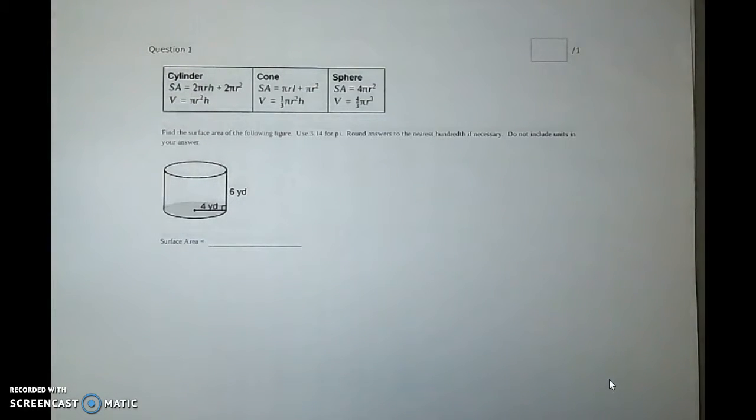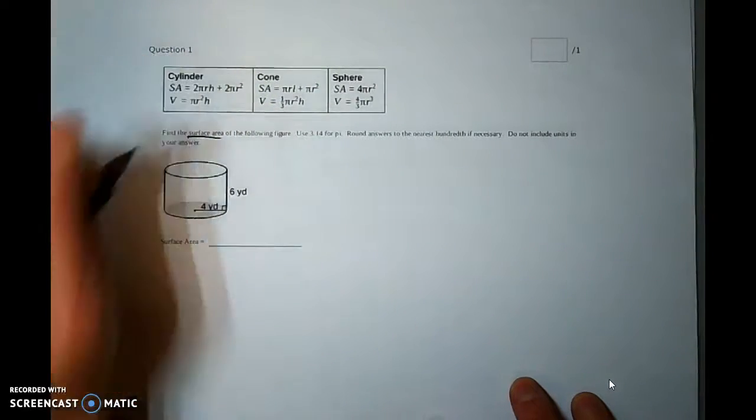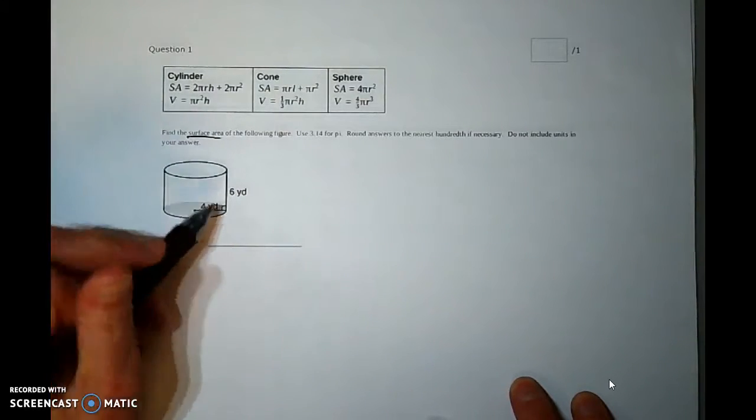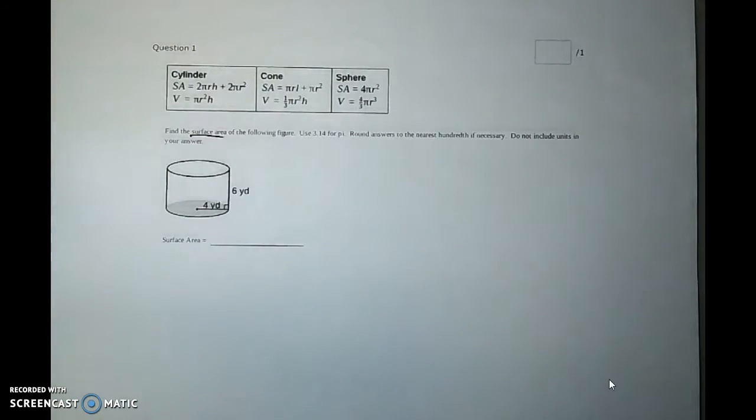And every problem will ask about the same thing. It'll just depend on if it's surface area or volume. So this time I know I am finding surface area. And this figure is a cylinder. I know that because it has two circular bases, and then I have one lateral face that's curved around those two bases.